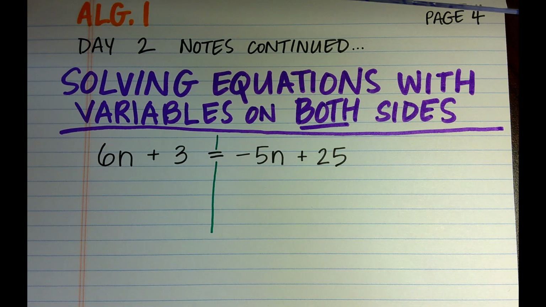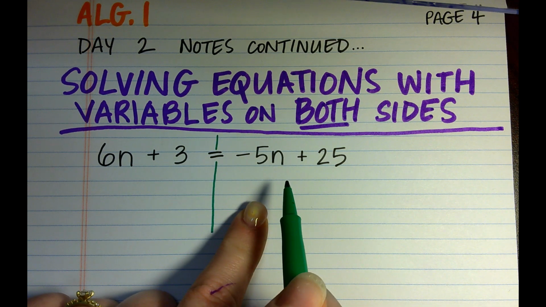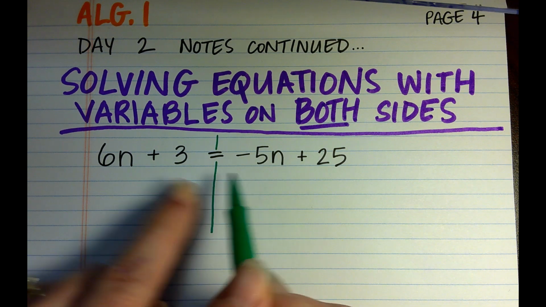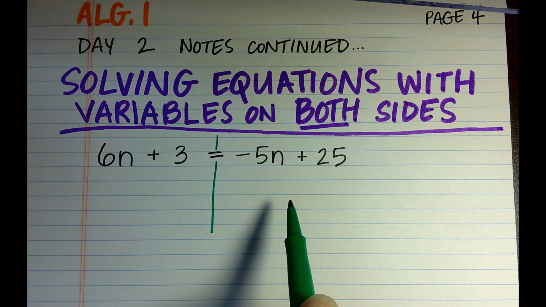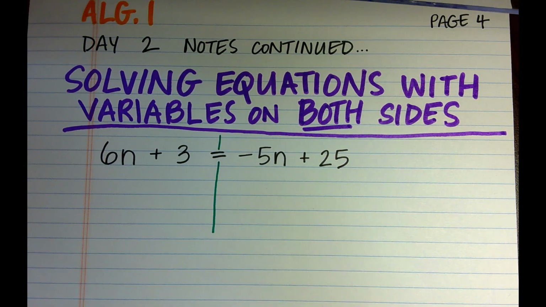What do we think? Yeah, we're going to do the opposite. We're going to add 5n because, why? Does anyone know why I need to do the opposite? Because it needs to cancel out. Yes, we're trying to remove the variable from one side and put it on the other. Exactly. Having a variable on both sides is problematic.